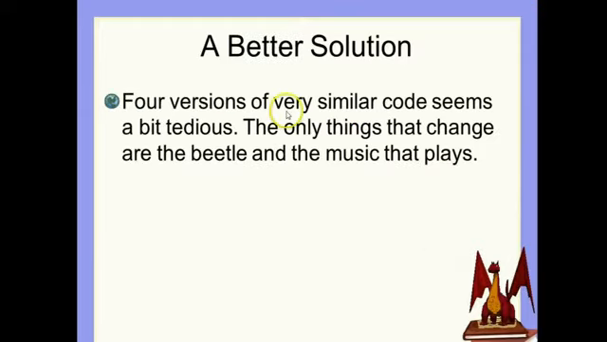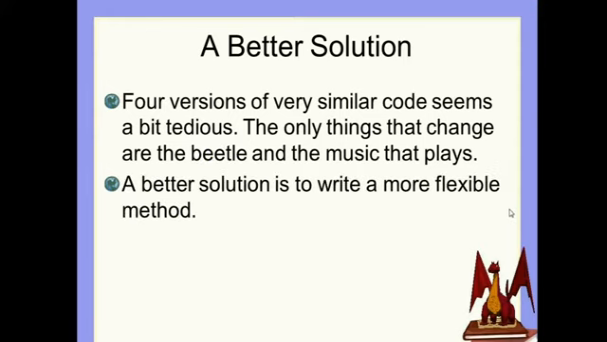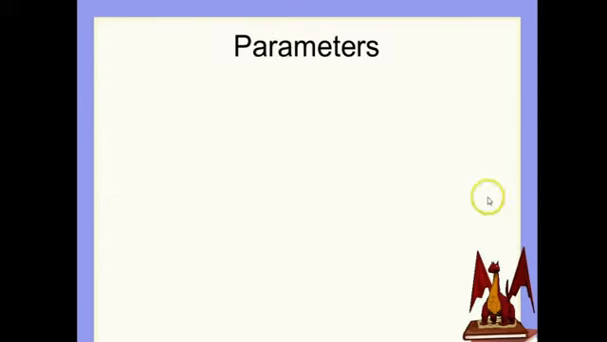As I said, 4 versions of very similar code is a bit boring. So what if we could do something to shortcut it, noting that the only thing that changed is going to be the Beatle and the music that plays? So we want something more flexible. Good news, Alice has the solution, and so does Java, and it's called parameters.